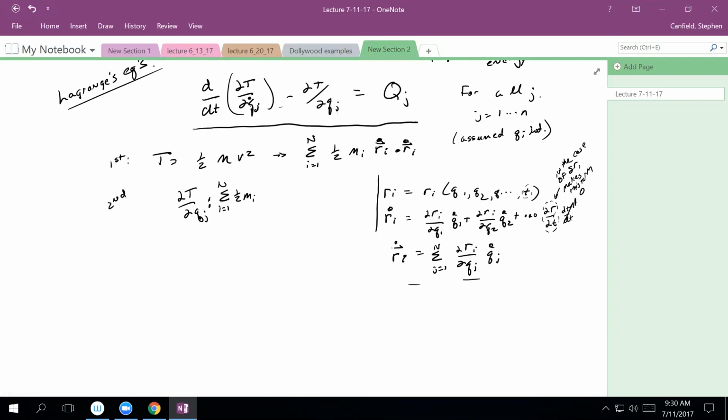Okay, so that allows me to write my time derivative in this way. All right, so I'm going back. I'm taking the partial of my kinetic energy with respect to q_j. That is here, the sum from i equals 1 to capital N, 1/2 m_i. So I got that term. Now I'm going to get first the partial of r_i, I get the partial of r_i with respect to q_j, dotted with the r_i dot, and I'm forgetting my vector dots, okay?